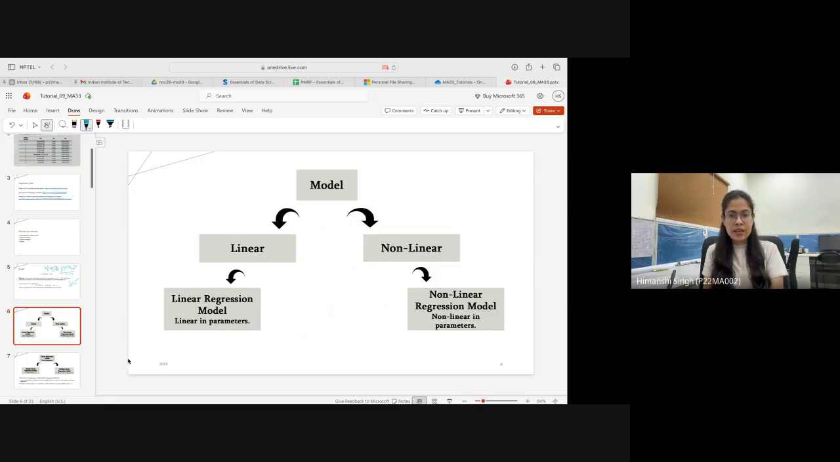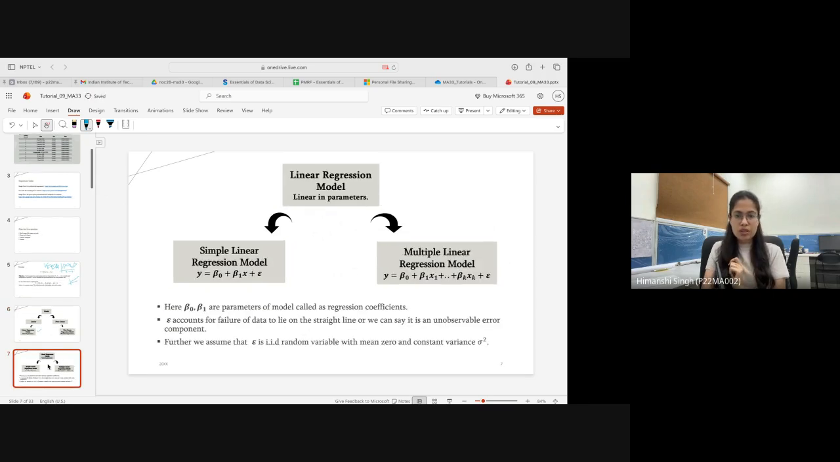Fine. Our main focus of concern is this linear regression model. Linear regression model means it is linear in parameters. Apart from this, if we talk about the linear regression model, we can also have two classes: whether it is a simple linear regression model or a multiple linear regression model.